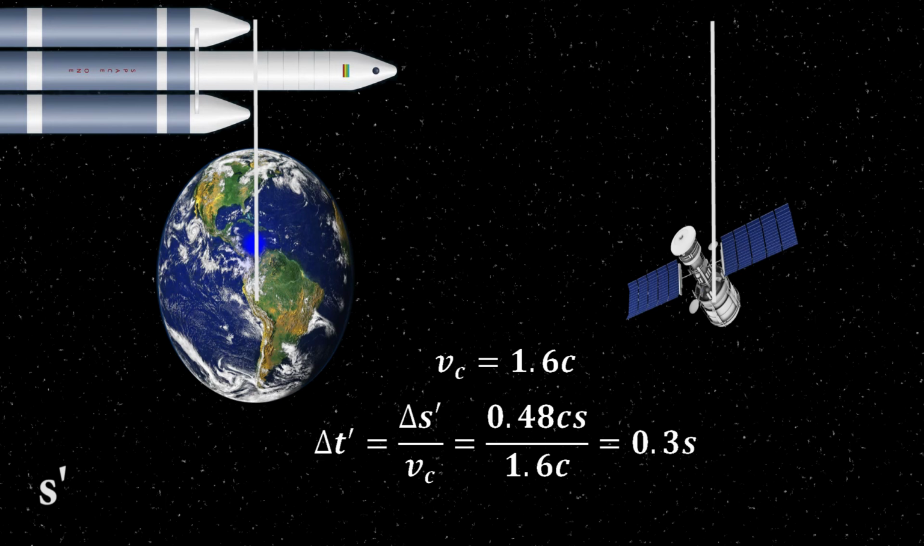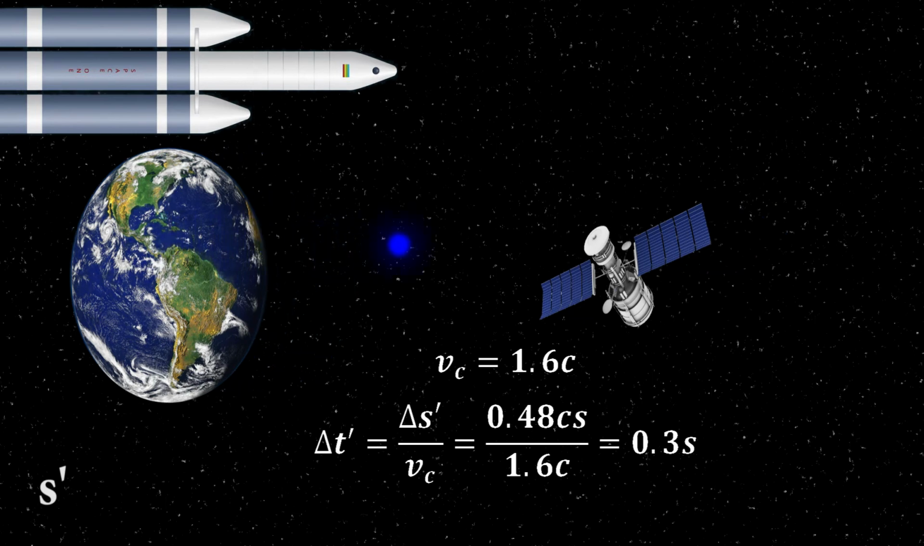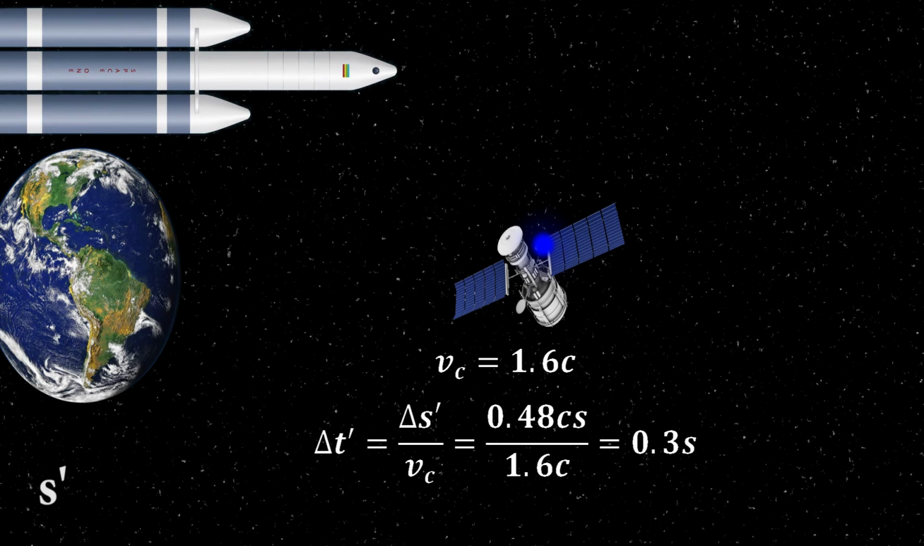This means that it takes 0.3 seconds for the second event to occur after the first is triggered, again according to the spaceship. In other words, the spaceship's time t prime will show 0.3 seconds at the time of the second event.